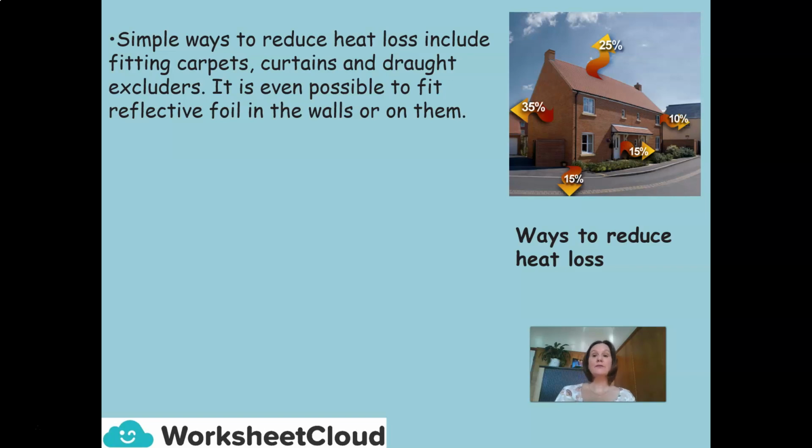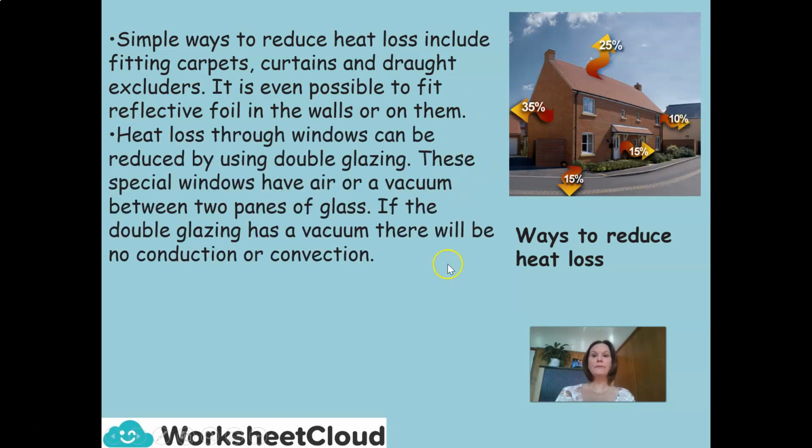It is possible to fit reflective foil in the walls or on them. Heat loss through windows can be reduced by using double glazing. These special windows have air or vacuum between the two panes of glass. If the double glazing has a vacuum, there will be no conduction or convection because there are no particles, so heat cannot be transferred through conduction or convection.